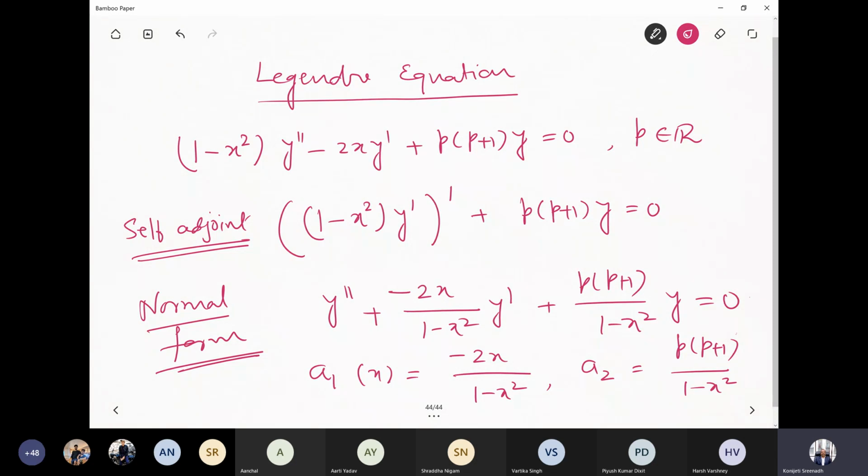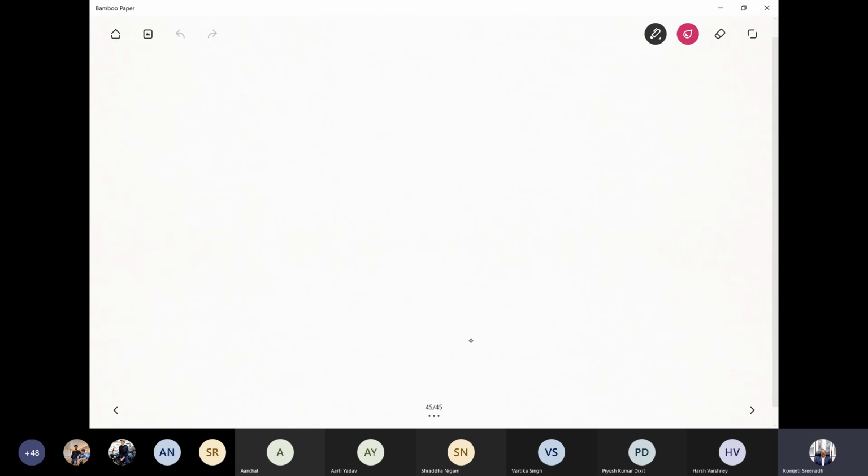Now you see that a1 and a2 are real analytic functions around 0 with positive radius of convergence. In fact the radius of convergence is going to be 1, because 1 by 1 minus x is a power series with radius of convergence 1. Let me tell you a couple of applications of this Legendre equation. This is a very important application. It is an equation coming from mathematical physics.